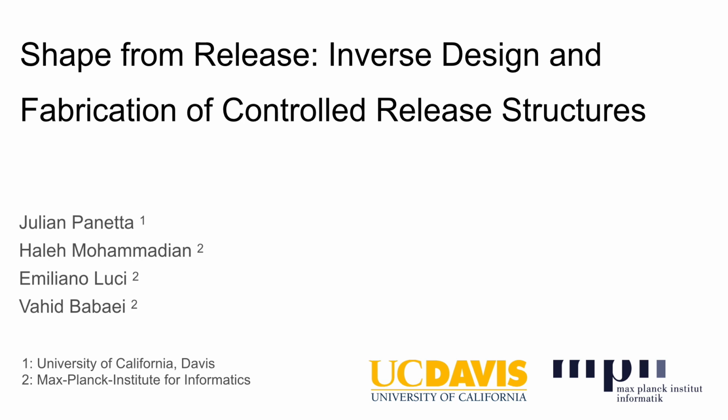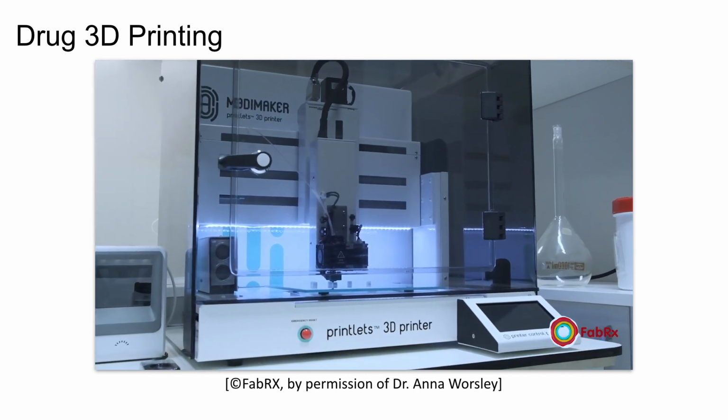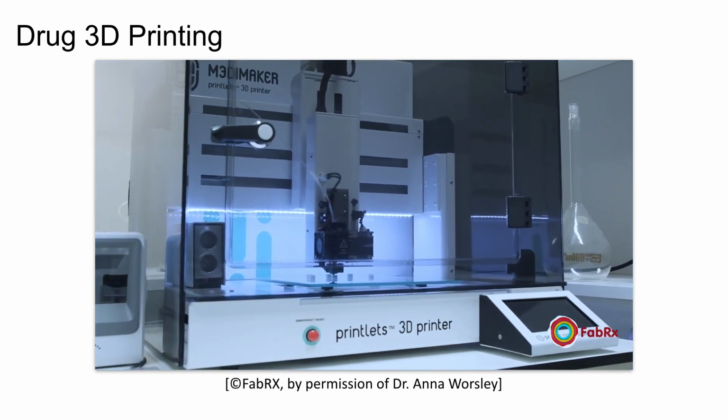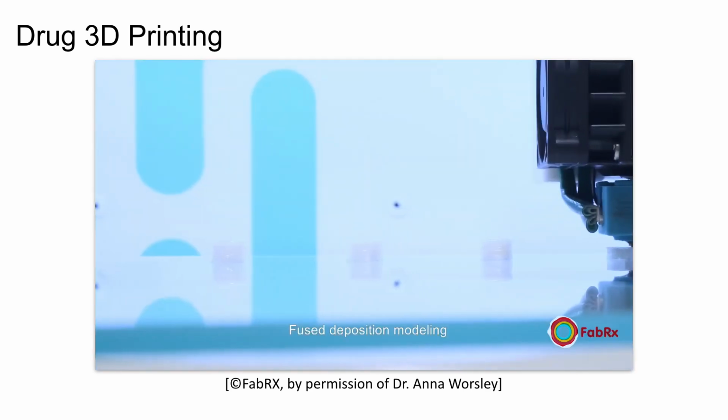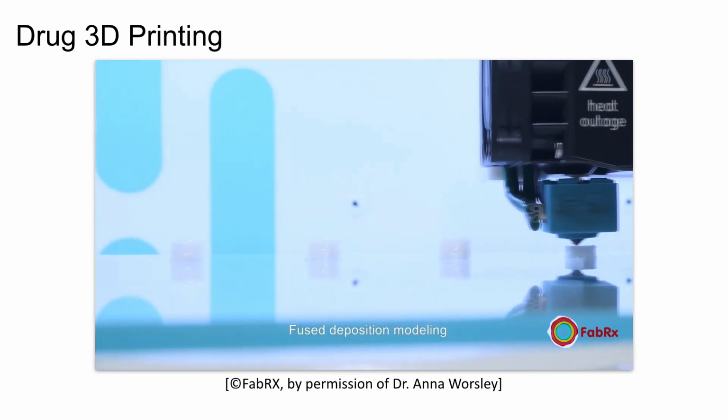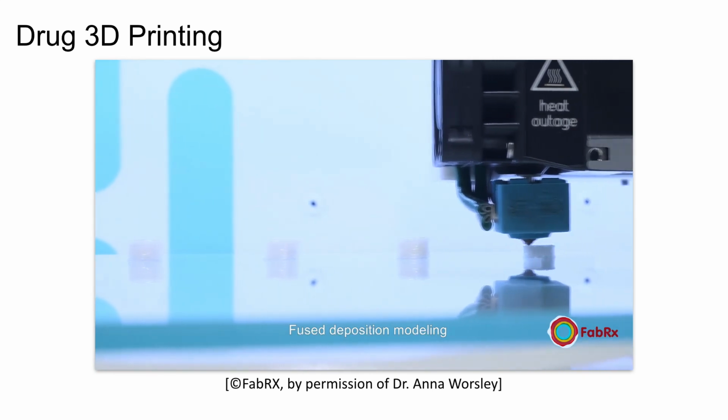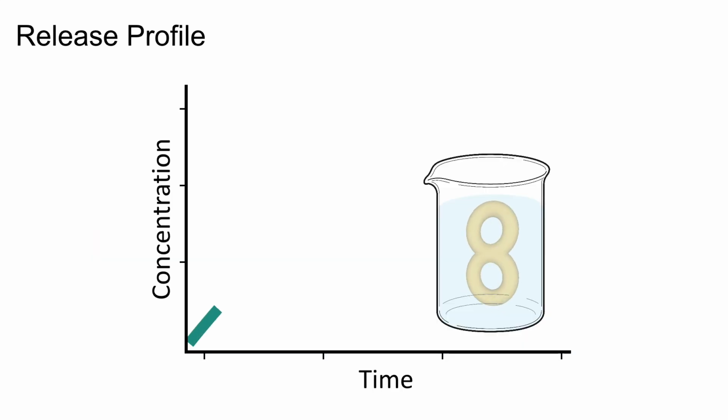We present Shape from Release, a method for designing 3D printable tablets that dissolve at controlled rates. Our work is inspired by the emerging pharmaceutical 3D printing industry, which has the potential to personalize therapies for individual patients, but is currently limited by the lack of design software for optimizing tablet geometry. We specifically tackle the challenge of controlling the release profile of a tablet by optimizing its topology.